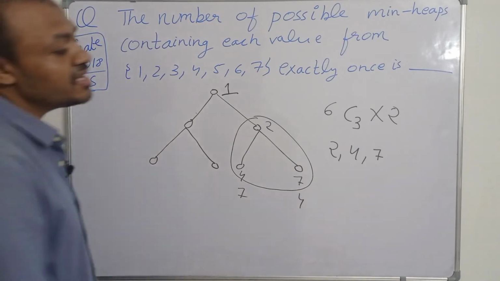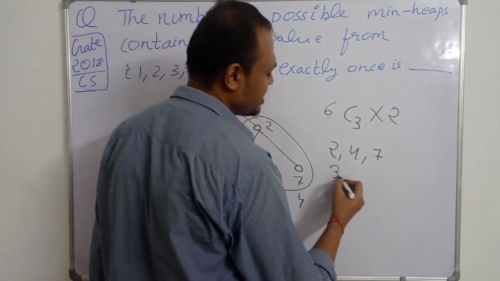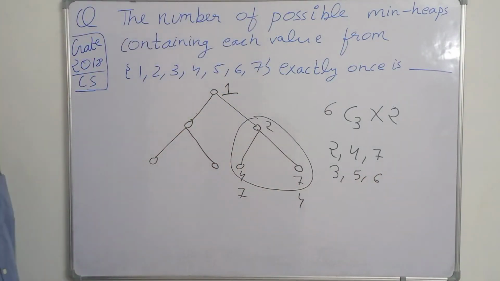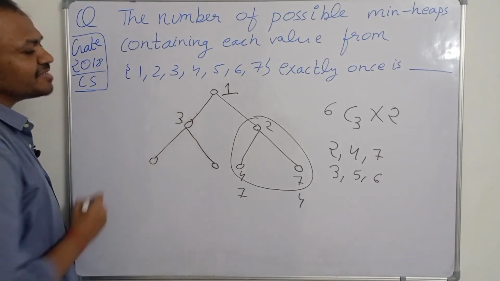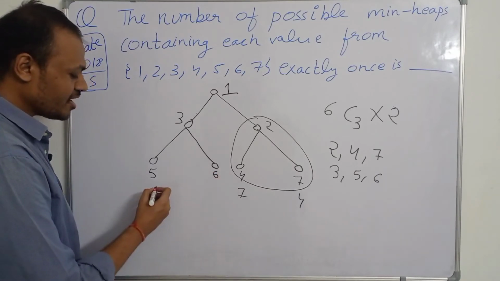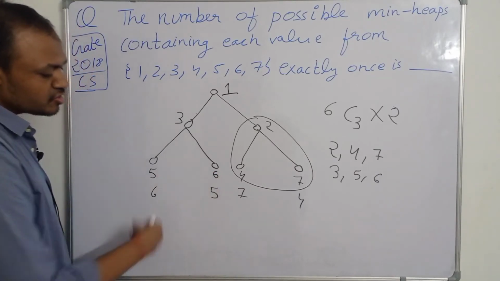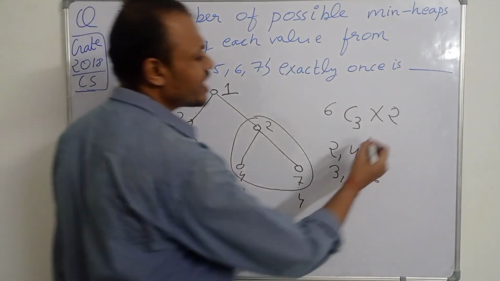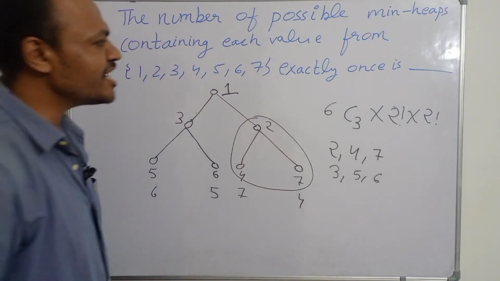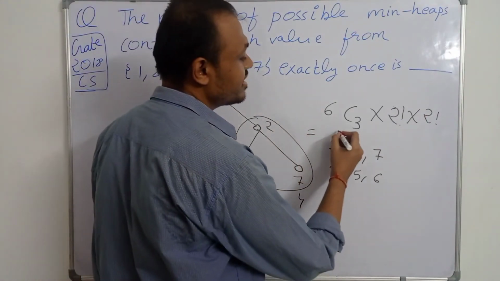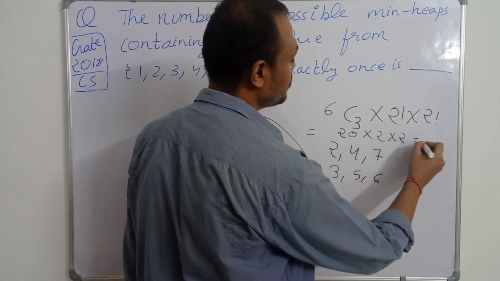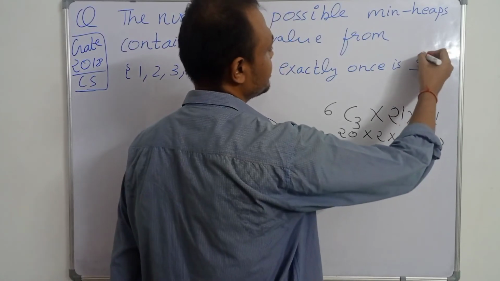Now the remaining numbers, 3, 5 and 6, are for the left branch. So 3 will come at the root obviously because 3 is the lowest. Then 5 can come here and 6 here, or 6 here and 5 here. So these two numbers can again be arranged in 2 factorial ways. So the total number of possible min heaps will be 6C3, which is 20, into 2 into 2. This is equal to 80. So the answer is 80.